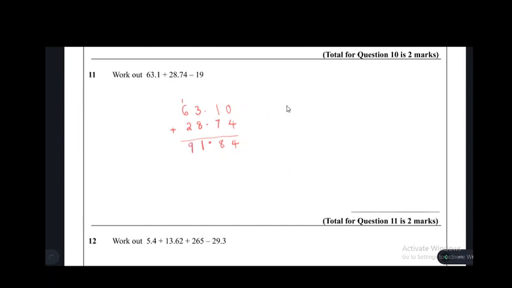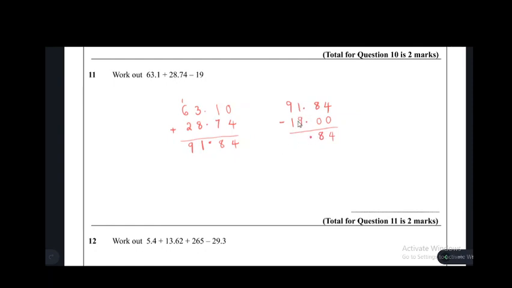And then we subtract, so I'm gonna write the number 91.84, and then I take away 19. So remember, if it's a whole number, it's like a 19.00. Yes, so I subtract. 4 take away 0 is a 4, 8 take away 0 is 8, and then I bring the decimal point.